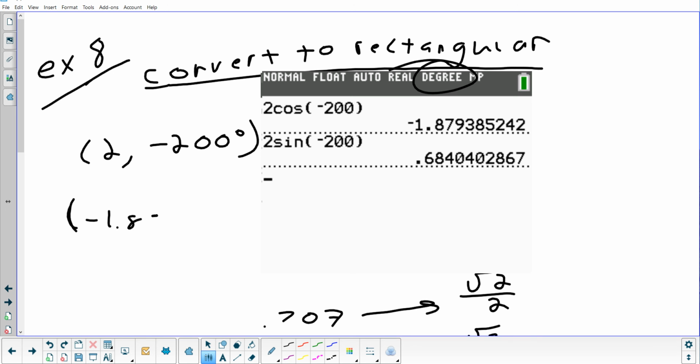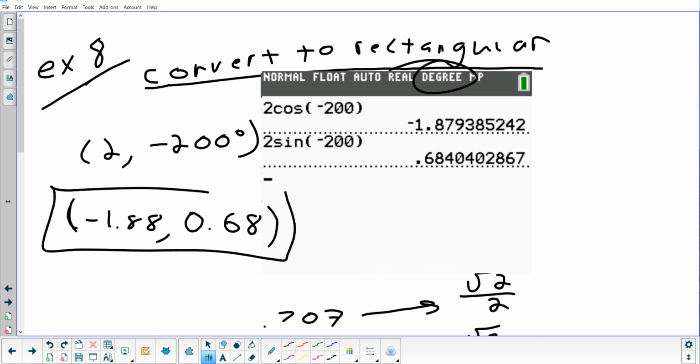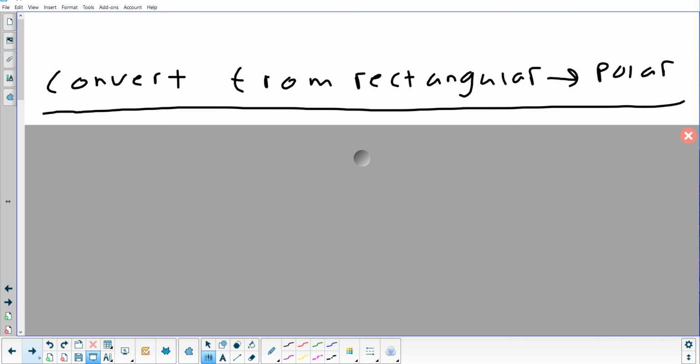Negative 1.88, 0.68. That's your x, and that's your y. Great. Questions on that one? Okay, so the last thing we'll look at, and that'll finish up, is converting back the other way. So the last thing is rectangular to polar.